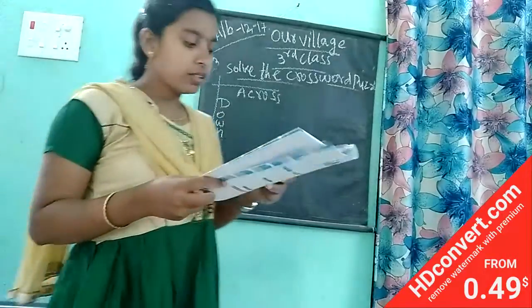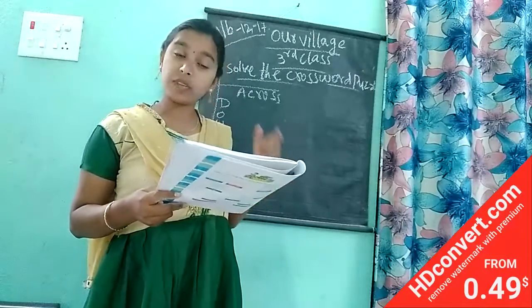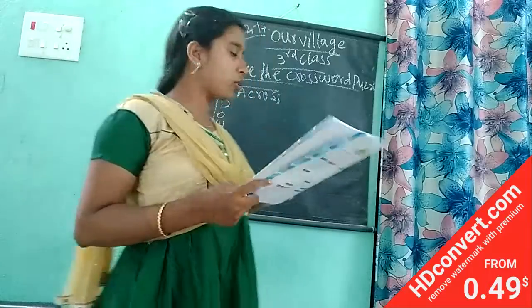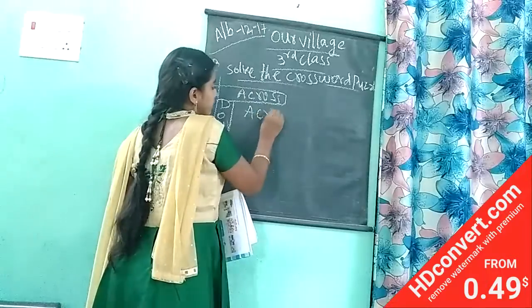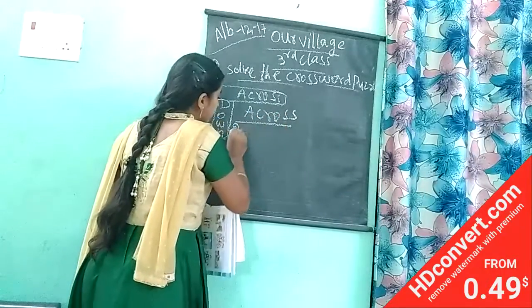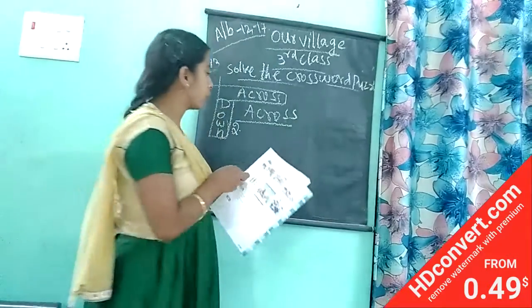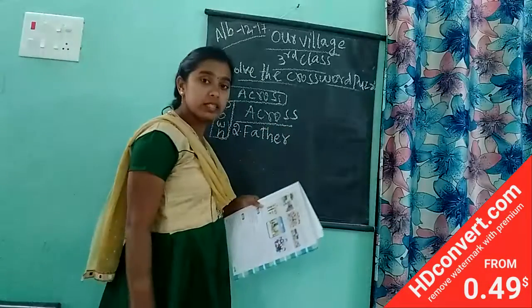Okay, children. So they have given the boxes and also the clues for these questions. According to the questions, we have to write their answers. First we will see across. Across, the second question: He is also known as a dad. The dad we can also call father, yes or no? Yes. Father. The second one is the father.